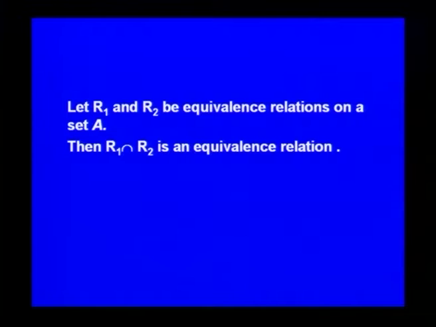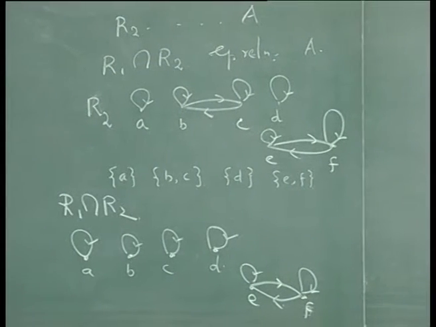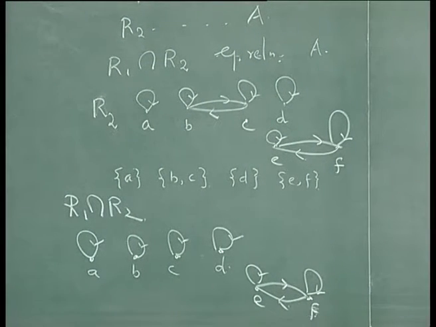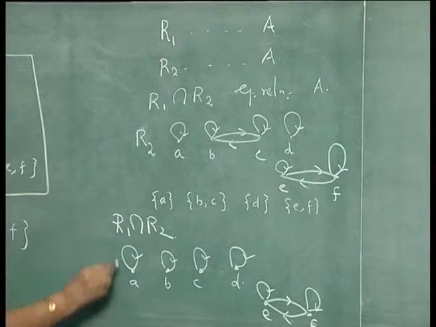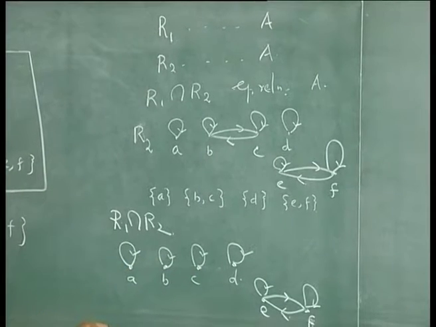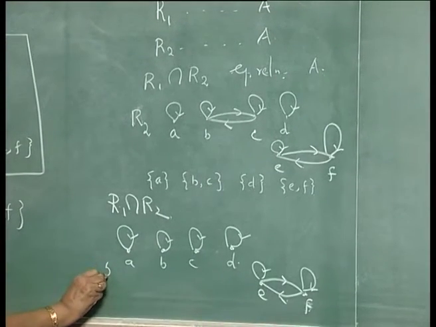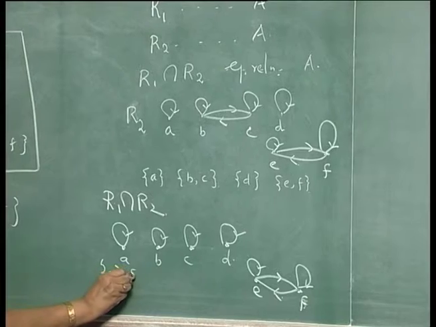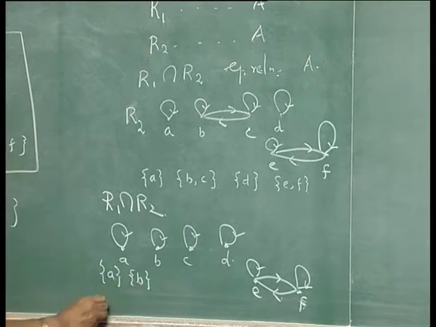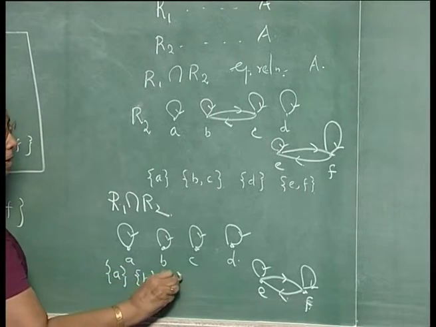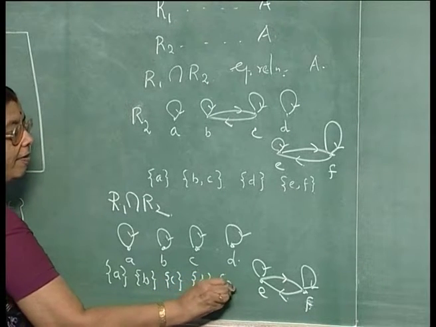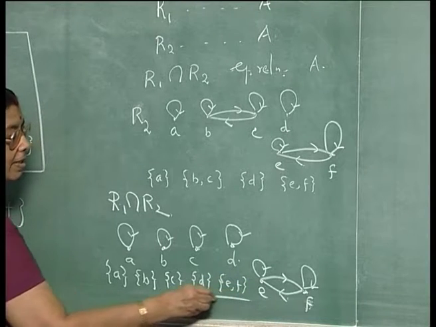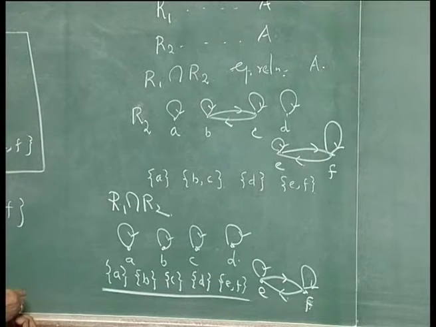For example, we have considered R1 like this, then R2 like this on the set A having 6 elements. R1 intersection R2 consists of these elements. The equivalence classes here are: A in one equivalence class, B alone in one equivalence class, C alone in one equivalence class, D in one equivalence class, E and F in one equivalence class. These are the equivalence classes corresponding to R1 intersection R2.